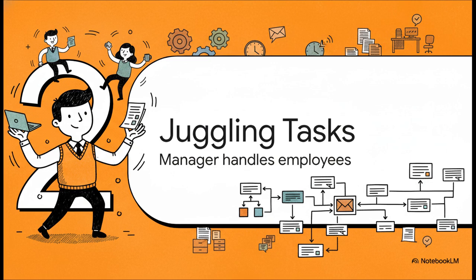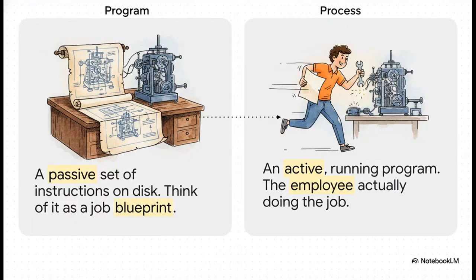All right, first up, juggling tasks. The technical term for this is process management, and it's all about how our office manager, the kernel, deals with dozens, sometimes hundreds of employees all trying to get their work done at the same time. Okay, first let's nail down a super important distinction. You are definitely going to see this on your test.